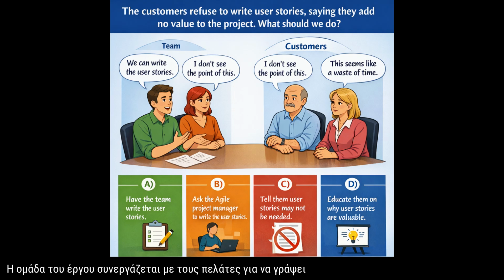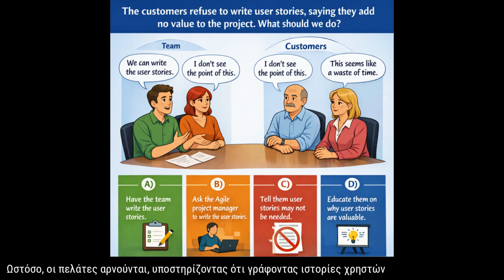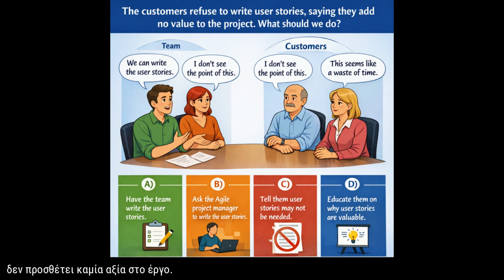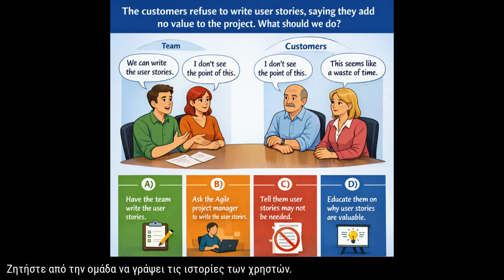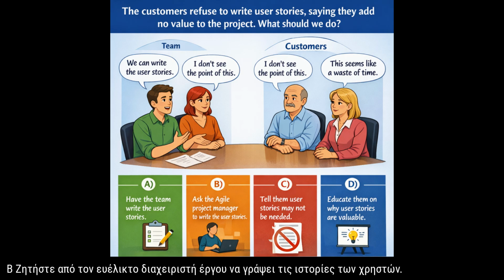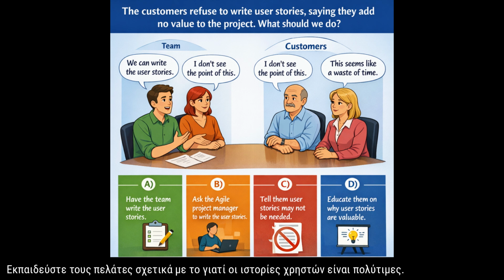The project team is collaborating with the customers to write user stories. However, the customers refuse, claiming that writing user stories adds no value to the project. What would be the best step to resolve this issue? A, have the team write the user stories. B, ask the Agile project manager to write the user stories. C, inform the customers that user stories may not be needed. D, educate the customers on why user stories are valuable.